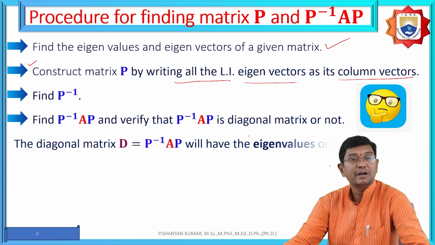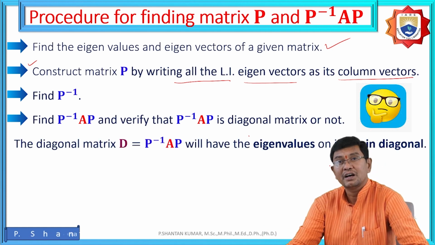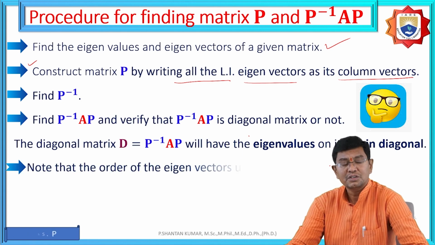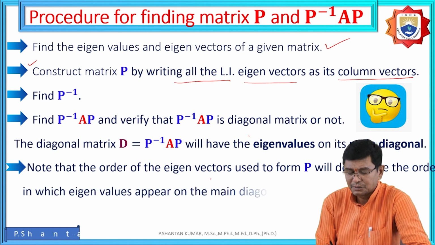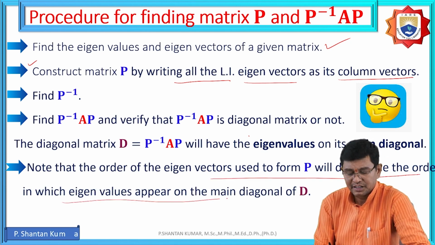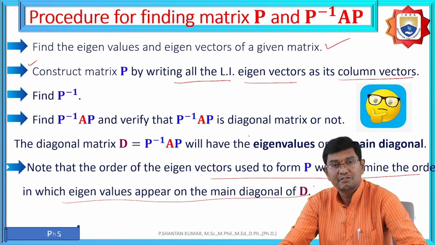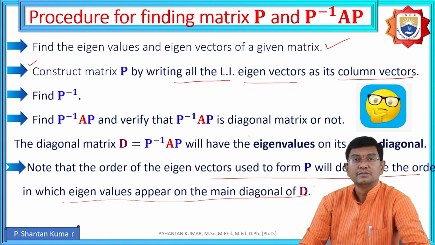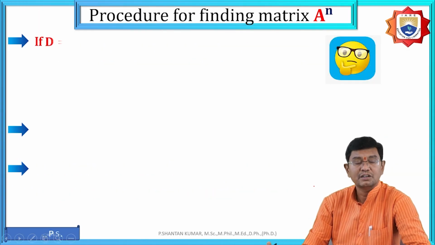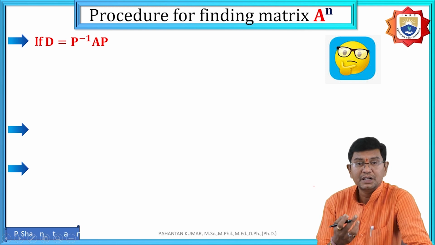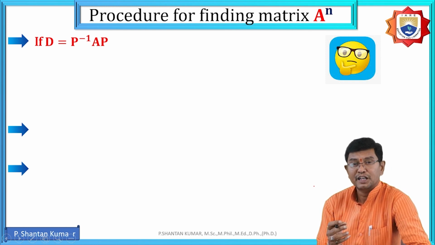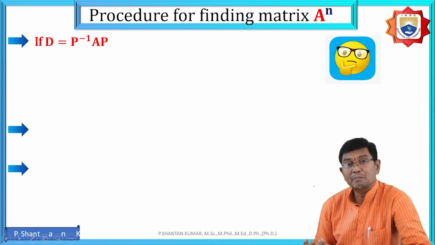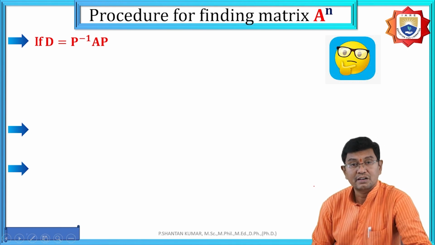Here the diagonal matrix D is equal to P inverse AP, which will have the eigenvalues on its main diagonal. Note that the order of the eigenvalues will be determined by the order in which they appear on the main diagonal. That means whatever diagonal matrix we obtain, the diagonal elements are the eigenvalues of the given matrix. And here is the procedure to find the powers of the matrix from the D matrix. This is also an application of the diagonalization of a matrix.